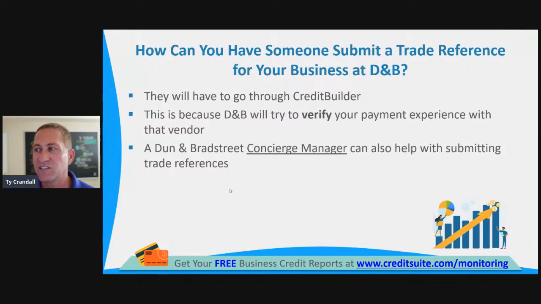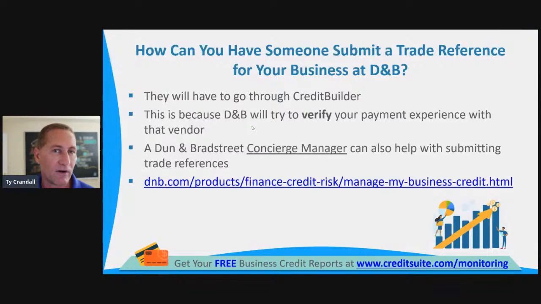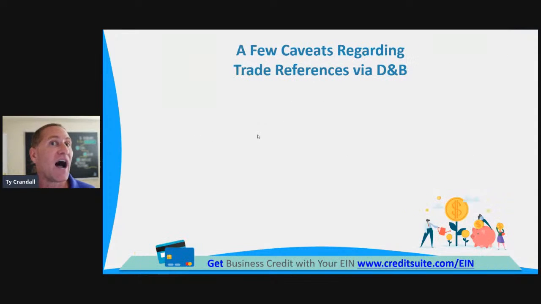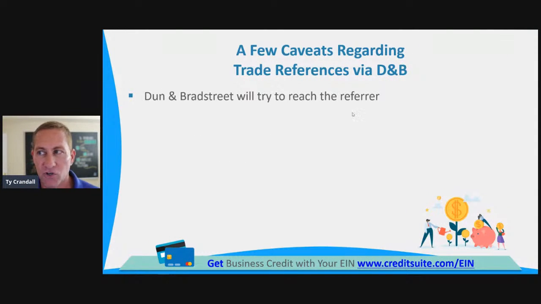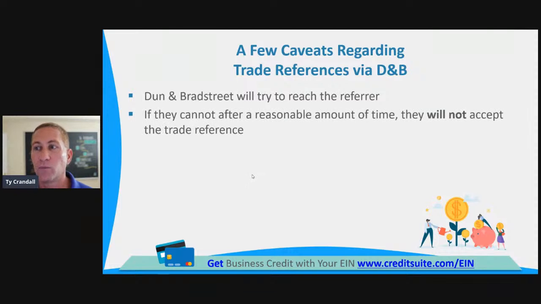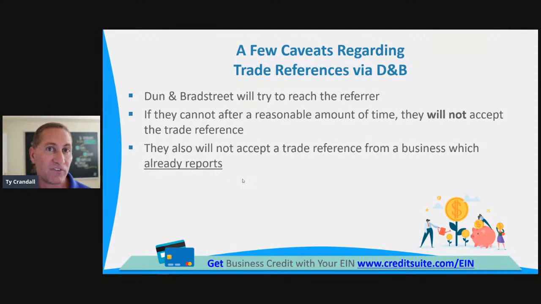So a D&B concierge manager can also help with the submitting of trade references, and that's something that will come when you actually do sign up for Credit Builder. But again, don't forget, one of the biggest problems with Credit Builder is that they can't get in touch the first time with the company you're trying to get added. Now, D&B will try to reach the referrer. If they cannot, after a reasonable amount of time, they will not accept the trade reference. We just talked about that.